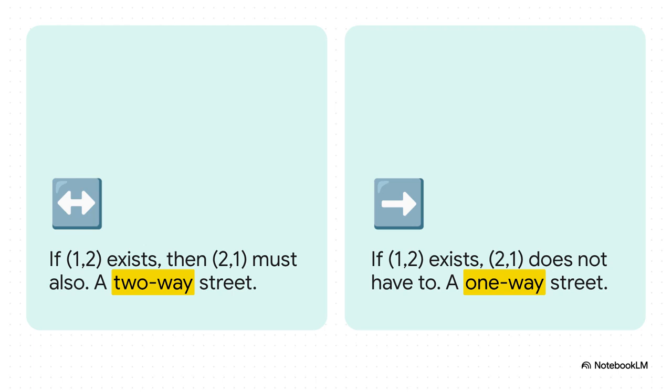So you see here, a symmetric relation is a partnership. If the pair (1, 2) is on our list, its reverse, (2, 1), has to be there too. But a ton of connections are one-way streets. Think about "is the parent of." If I'm the parent of my child, my child is definitely not the parent of me.